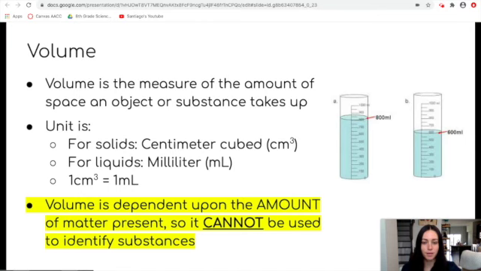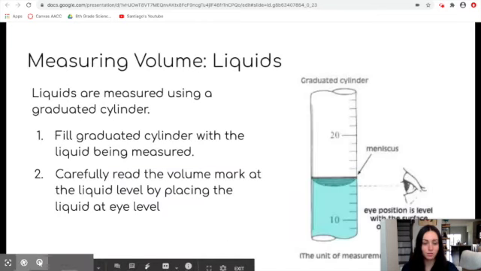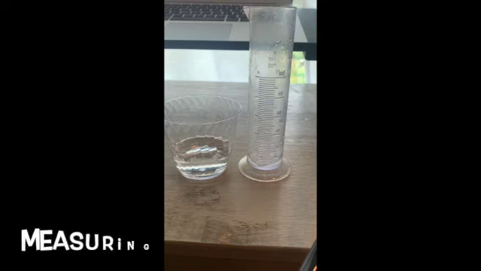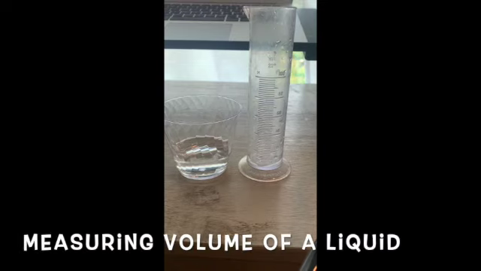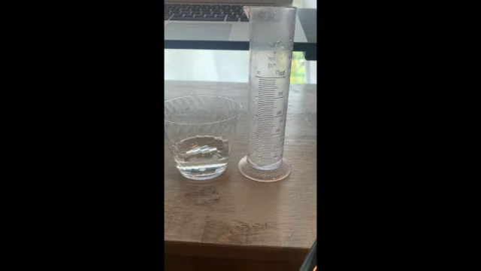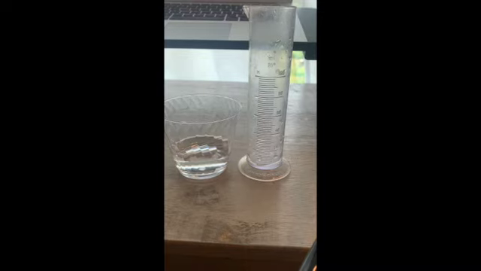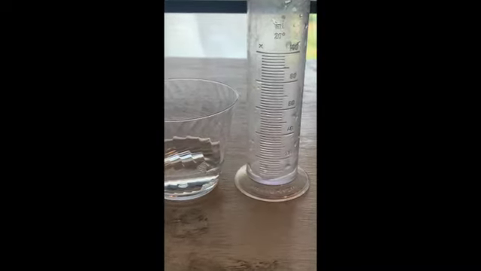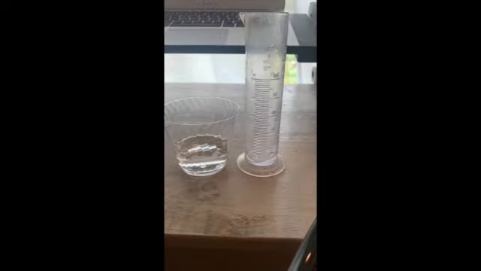Now, let's talk about how to measure the volume of different substances. First, I'm going to show you how to measure the volume of a liquid. To measure the volume of a liquid, we use what is called a graduated cylinder, which looks like this. First, you want to make sure that you read your graduated cylinder and find out what each demarcation represents. As you can see on mine, each one of those small lines represents 2 milliliters. So keep that in mind when doing your measurements.